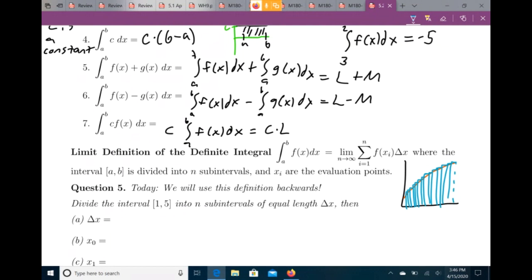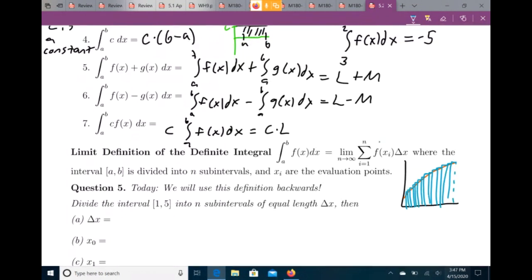What if I used 1,000 rectangles? Then you would have to really zoom in to see the difference. Or what if I used 1,000,000? Okay. So the idea is that if I let the number of rectangles go to infinity, then I am recovering the exact area. So we'll do an example of that here.